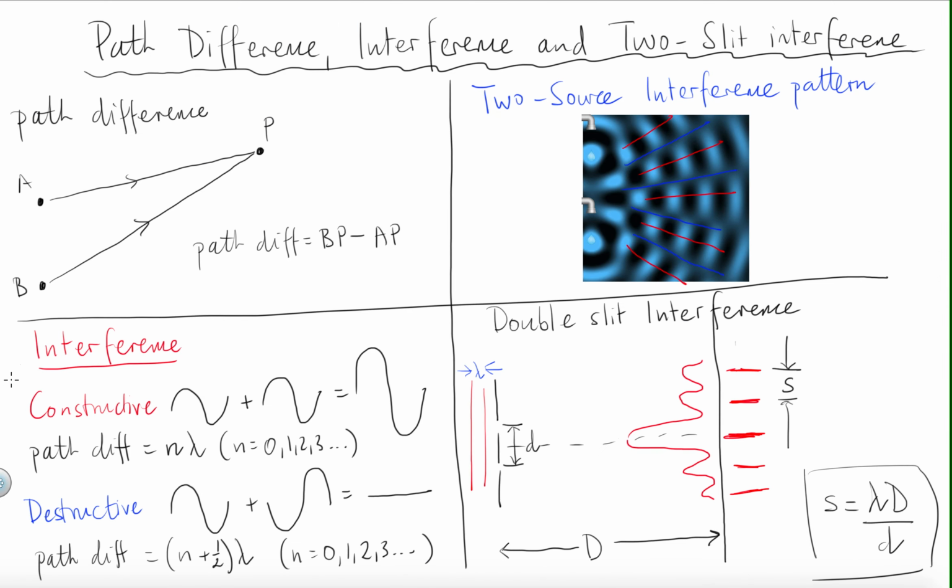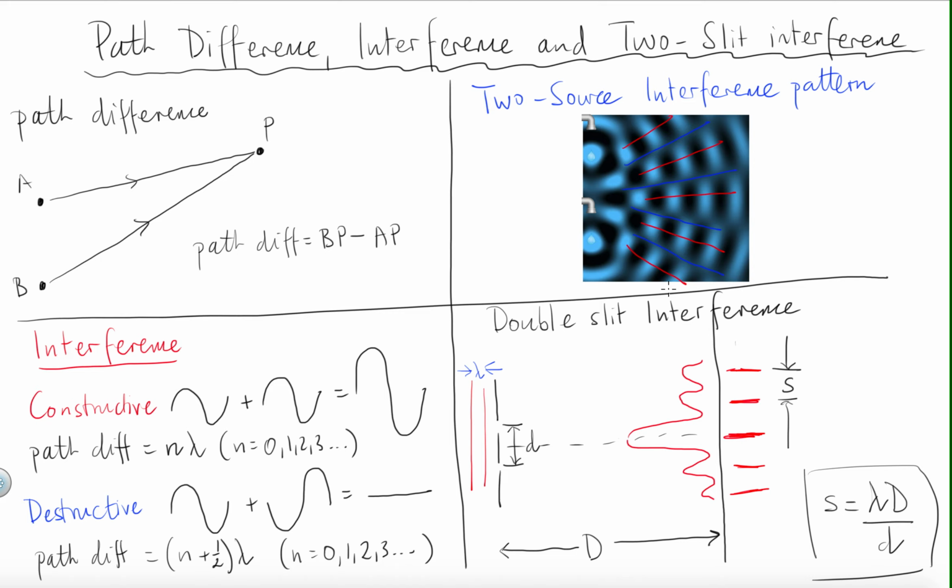So in this case, the red lines will be everywhere where we have constructive interference, where there's an integer number of wavelengths. Here the path difference will be 0. Here the path difference will be 1 wavelength. Here the path difference will be 2 wavelengths, and so on. And the blue lines will be everywhere where we have destructive interference.